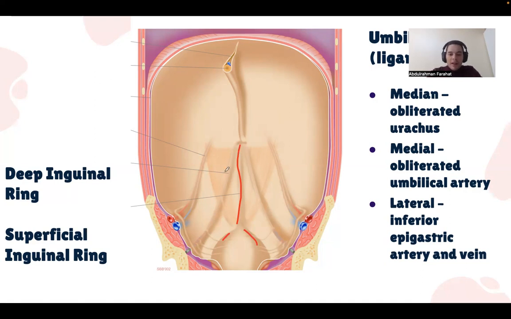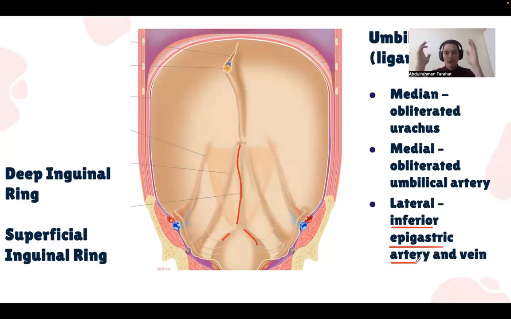Now, just lateral to the median umbilical ligament, you'd have another structure, which would be the medial umbilical ligament. So median is at the center of the body, then the medial umbilical ligament, which is the remnant of the obliterated umbilical artery, important during embryological development. Finally, lateral to the medial umbilical ligament, you'd have the lateral umbilical ligament, which should have the inferior epigastric artery and vein.